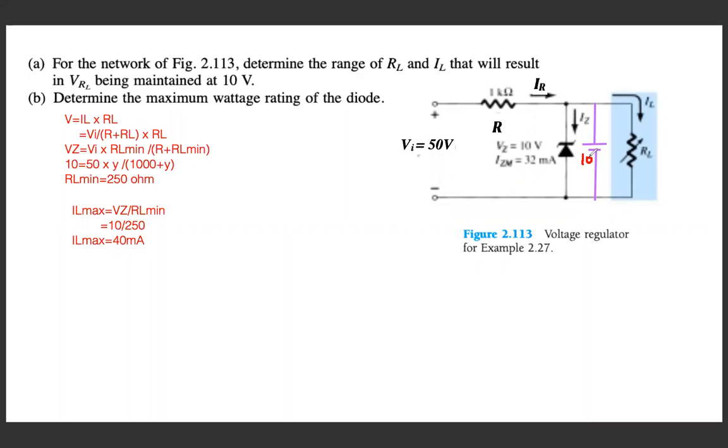ठीक है, तो सबसे पहले हम निकालेंगे IR, वैल्यू ऑफ IR. To find out the value of IR, you need VR. Now 50 volt is total applied voltage. 10 volt हमारा VRL के बराबर है, जो हमें मेंटेन भी करना है. ठीक है, so what will be the value of VR?